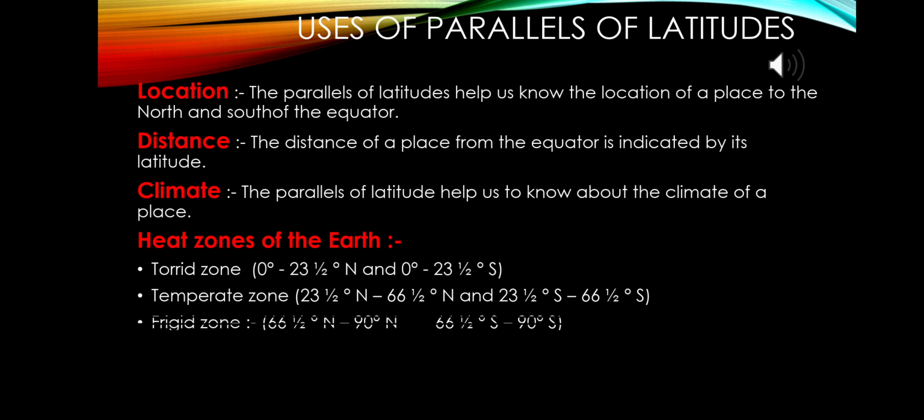And the last one is the frigid zone, located from 66.5 degrees north and south to 90 degrees north and south. Here the region only receives tangential rays of the sun, and that's why it is extremely cold, with low temperature. So these regions are known as frigid zones. So this is all about latitudes, the parallels of latitude. In our next class we will discuss the parallels of longitude.